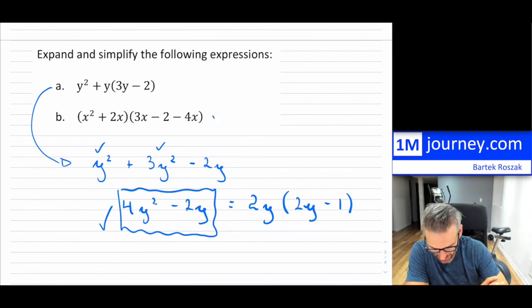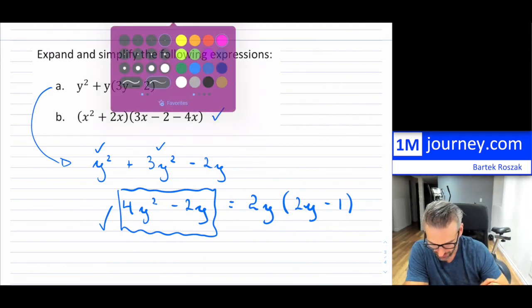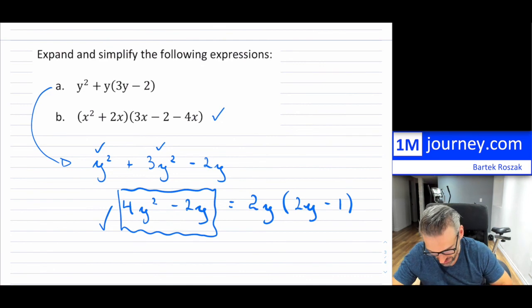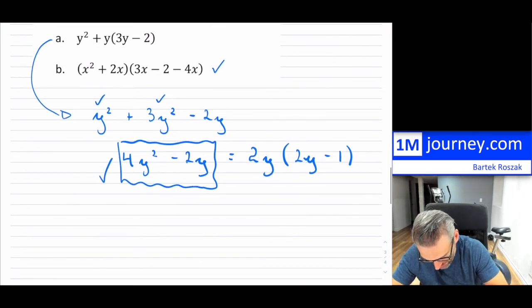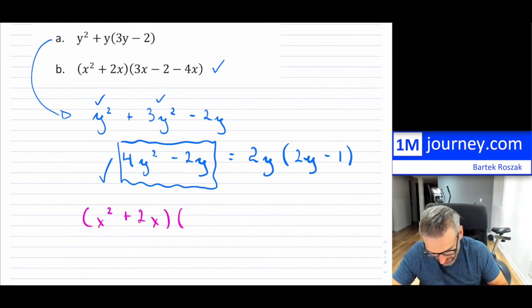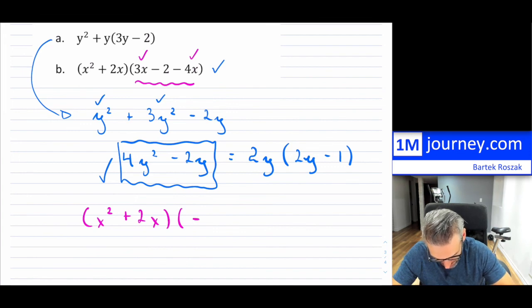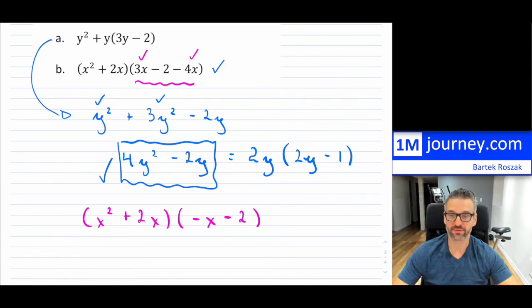For part B, which is this one, let me take this out. So in that first factor, I have x squared plus 2x. Now in that second factor, I see this 3x and then minus 4x. So I actually collect those, 3 minus 4. So that's going to be just negative x minus 2. That's what we're going to have there.